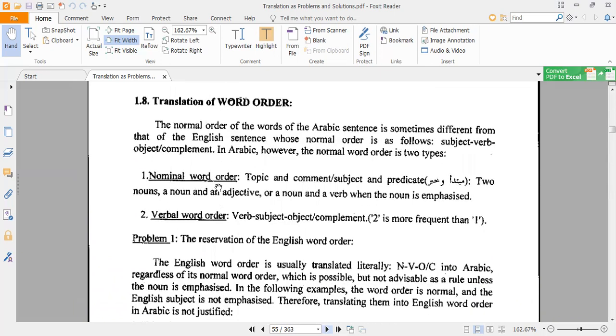Now look at the Arabic language, to start with nominal sentences. Nominal sentences include topic and subject, or comment and predicate. مبتدأ وخبر. Topic اللي هو المبتدأ, predicate or comment اللي هو الخبر. يعني two nouns or a noun plus an adjective or a noun plus a verb.